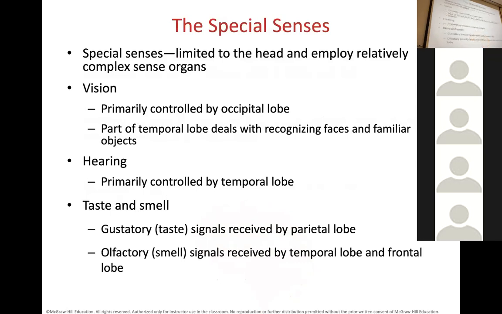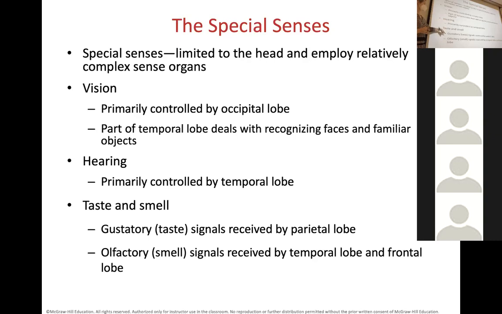Next, the special senses. The special senses are specifically vision, taste and smell, and hearing for our purposes. So these are really important senses to our survival in the world. So we kind of separate them out from a lot of the other senses that we've talked about. They're mostly limited to the head, and they employ fairly complex sense organs. The eyes are really complex, ears are pretty complex, the nose, mouth combination can be really complex as well.